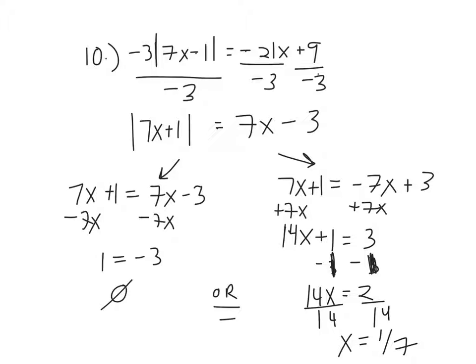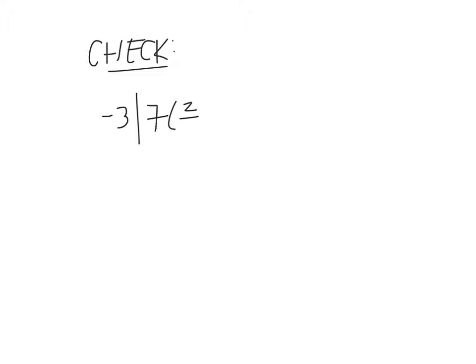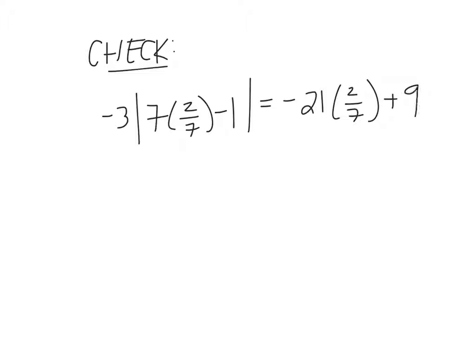And so now I'm going to take 1/7 and plug it into my equation to check and see if it's an extraneous solution. So doing that gives me -3 times the absolute value of 7 times 2/7 minus 1 equals -21 times 2/7 plus 9.